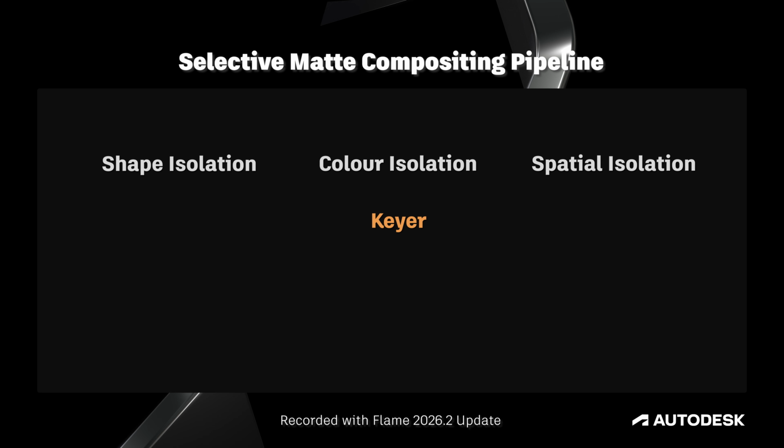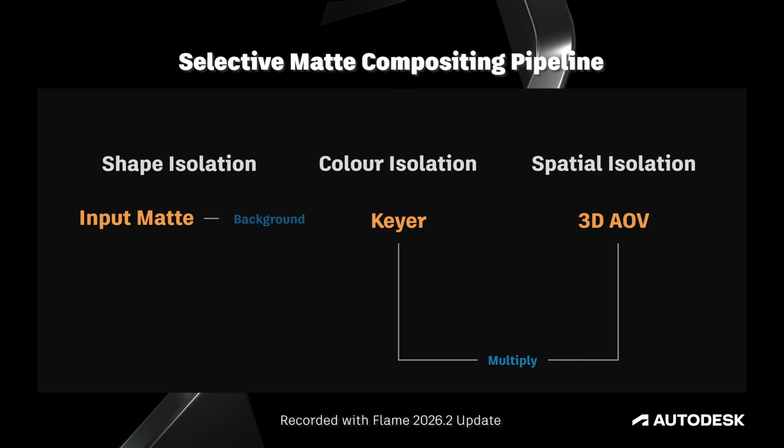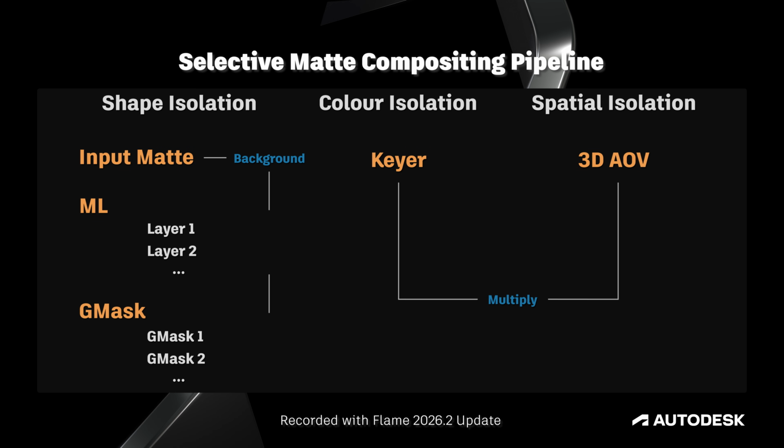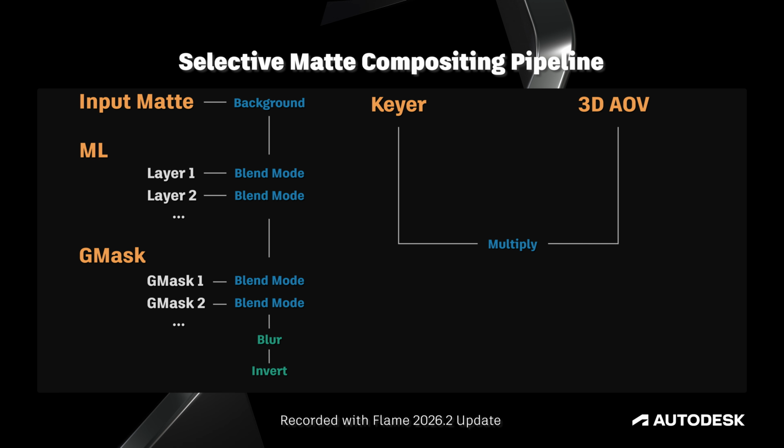Keying happens first, and that key is combined via a multiplication blend mode with any 3D AOVs, which constrains the result of the keyer with the AOV. The shape isolation pathway starts with the input matte first, which is combined with any machine learning mattes, and these resulting mattes are further combined with any G-masks. At each step of the way, we have blend mode controls for how these isolations combine with each other, and we have post-processing options like blur or invert to further control the resulting matte.